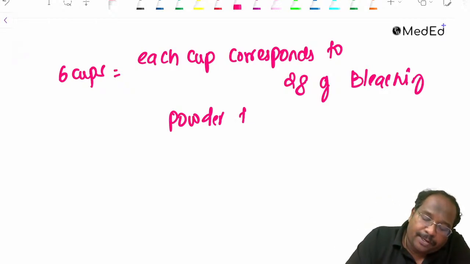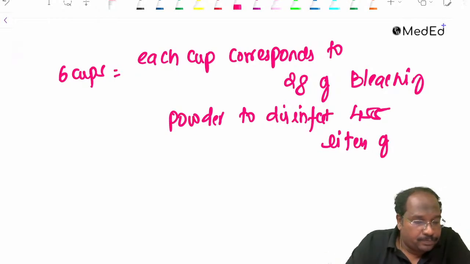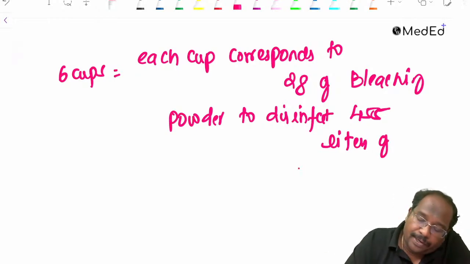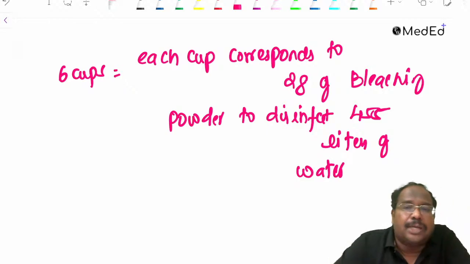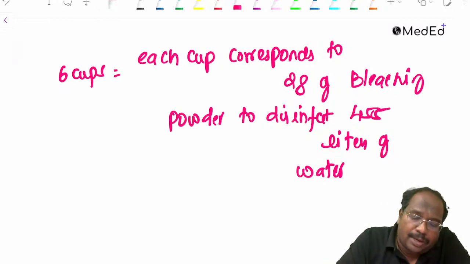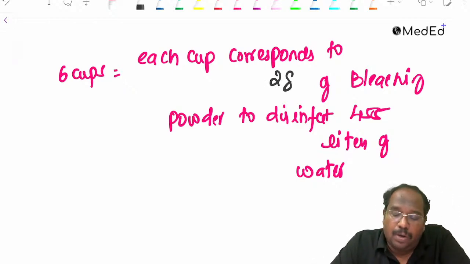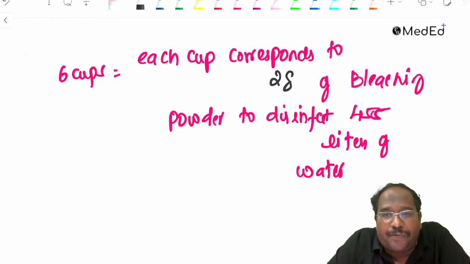Each cup corresponds to 2 grams of bleaching powder to disinfect 455 liters of water. The key point here is 2 grams. So 2 grams to disinfect 455 liters of water.